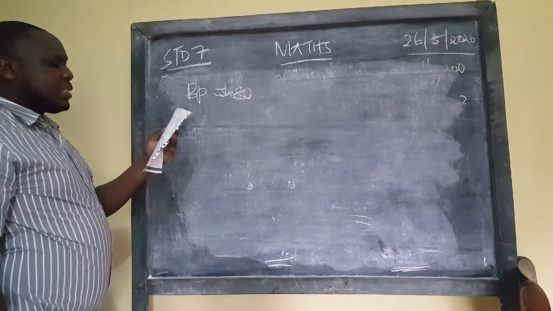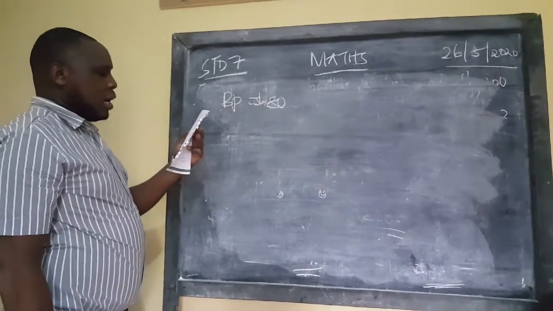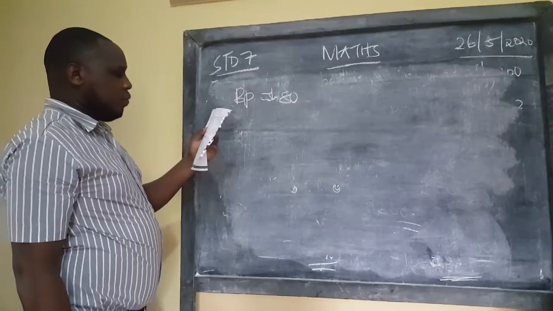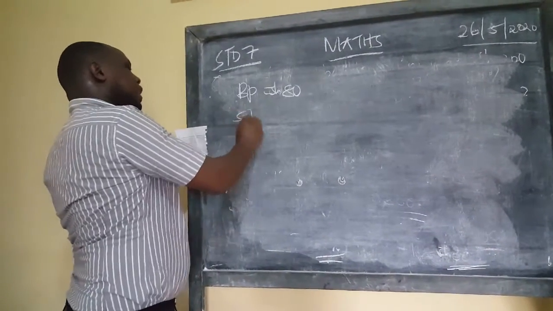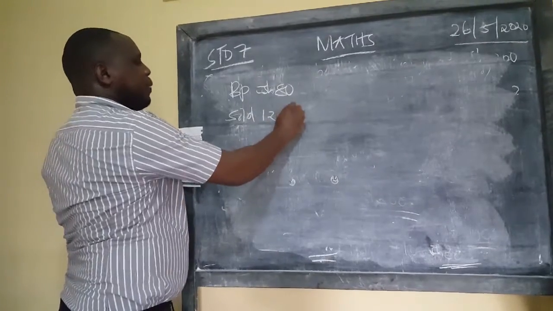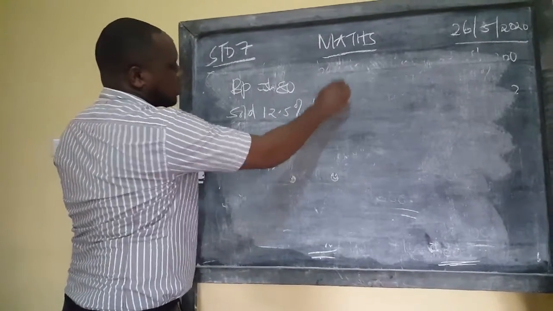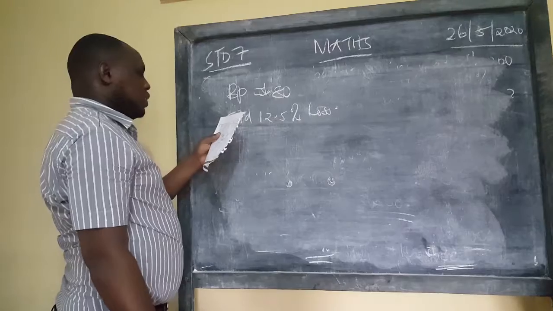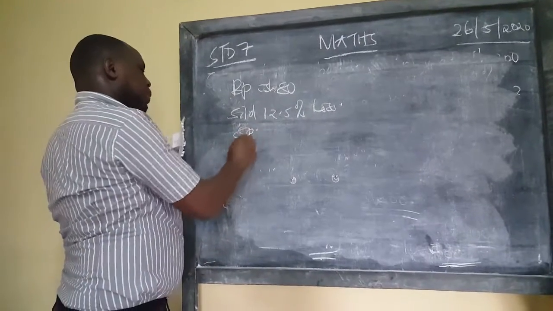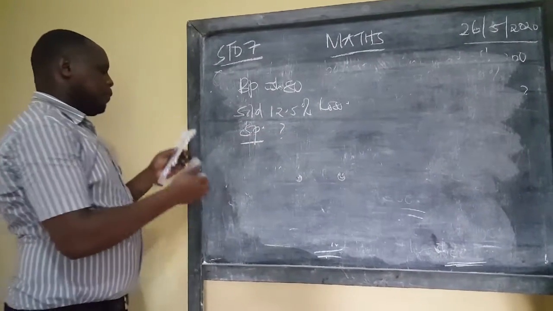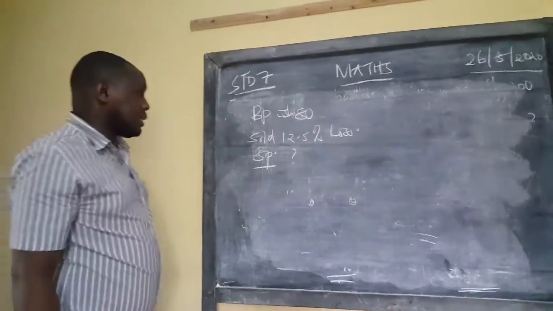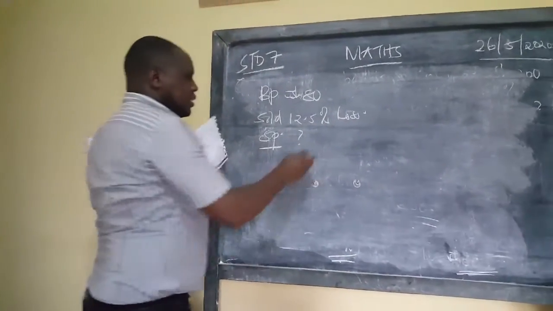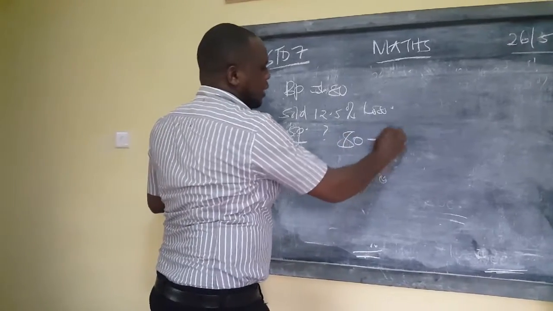She sold them at a 12.5% loss. What was the selling price? What is the selling price? Let's go to the last method that I gave. Say our buying price, 80 shillings, is equivalent to 100%.